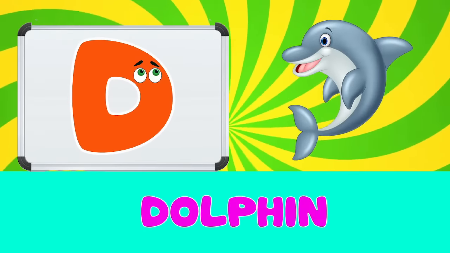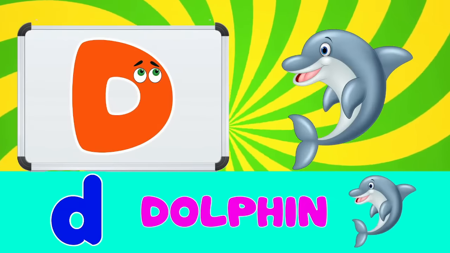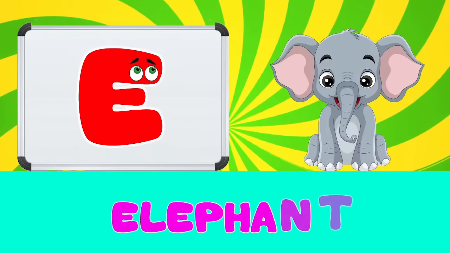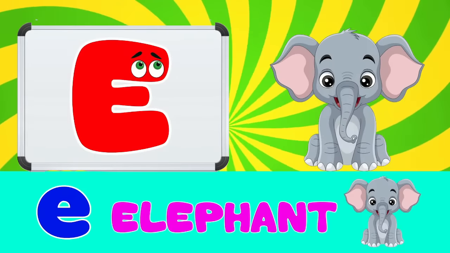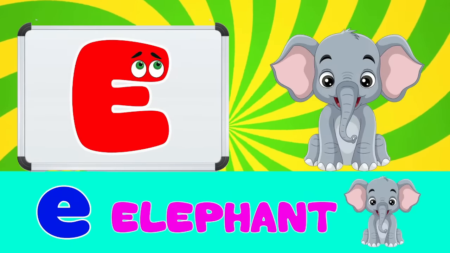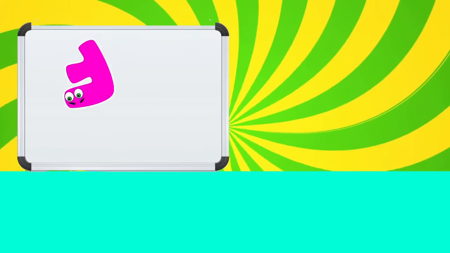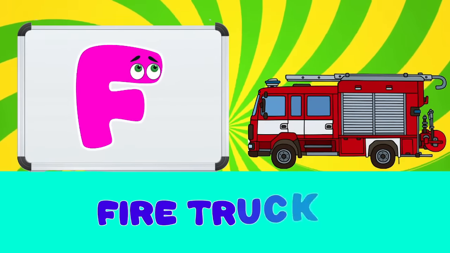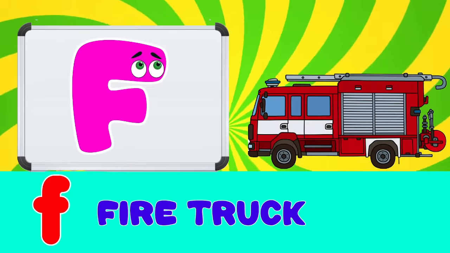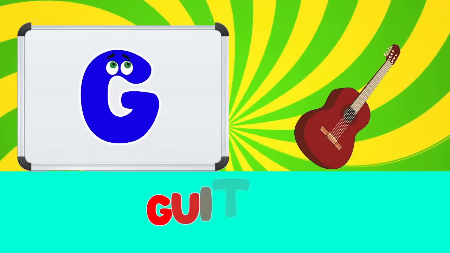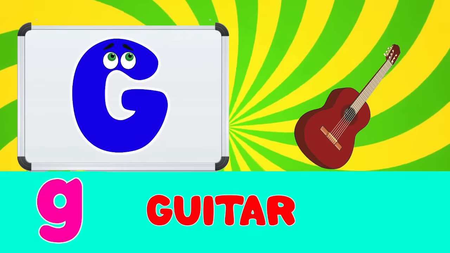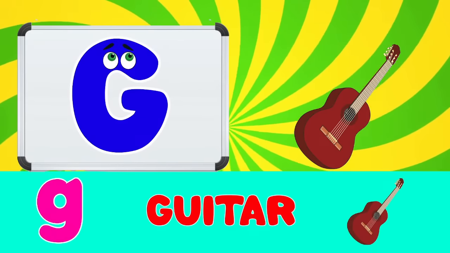D is for dolphin, d, d, dolphin. D is for dolphin, d, d, d. E is for elephant, e, e, elephant. E is for elephant, e, e, e. F, f, f. G is for guitar, g, g, guitar. G is for guitar, g, g, g.